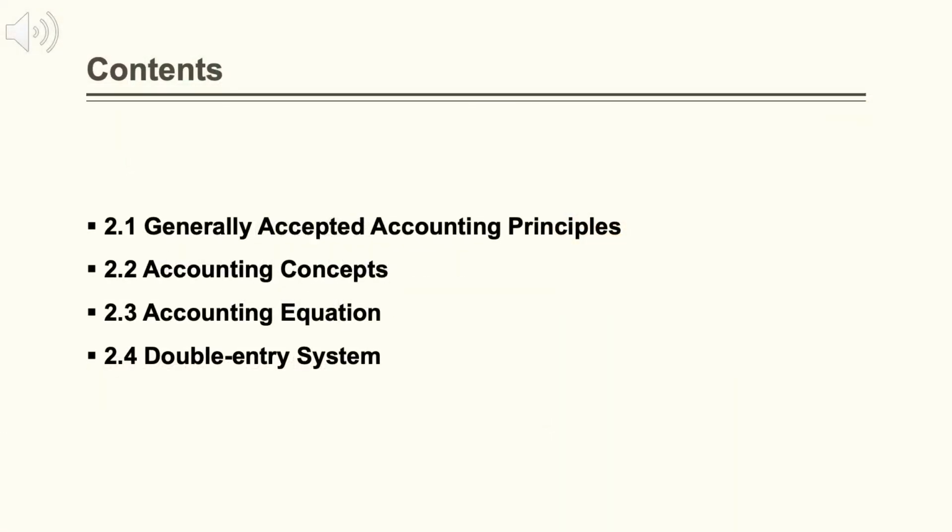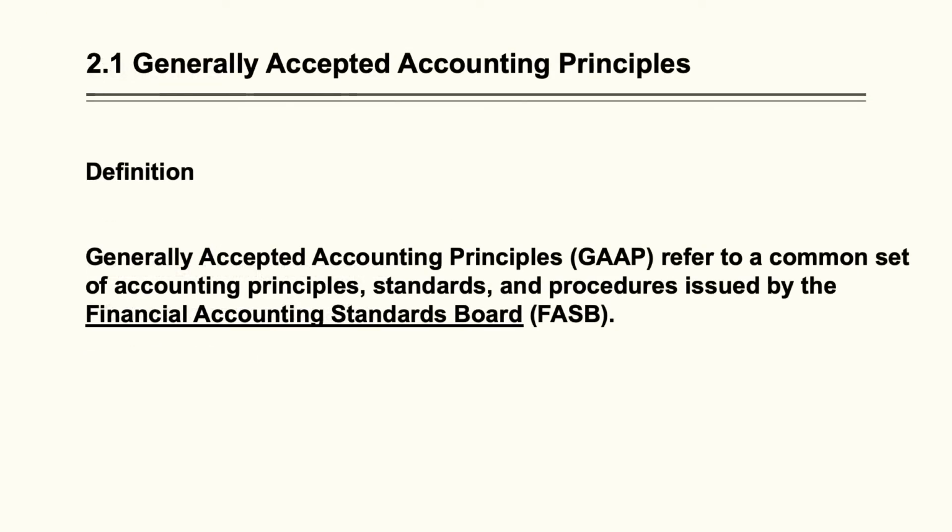Okay, come. So hopefully by the end of this topic, all the students should understand what is the meaning of generally accepted accounting principle. Second, accounting concept. The third one is accounting equation, and last, double entry system. So let us start with the generally accepted accounting principle.